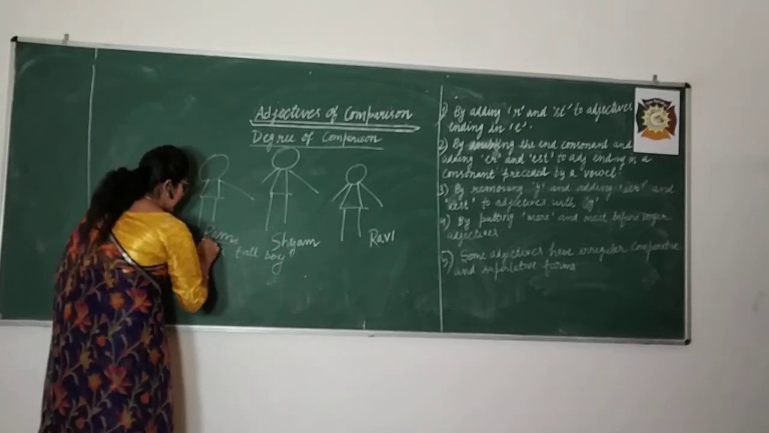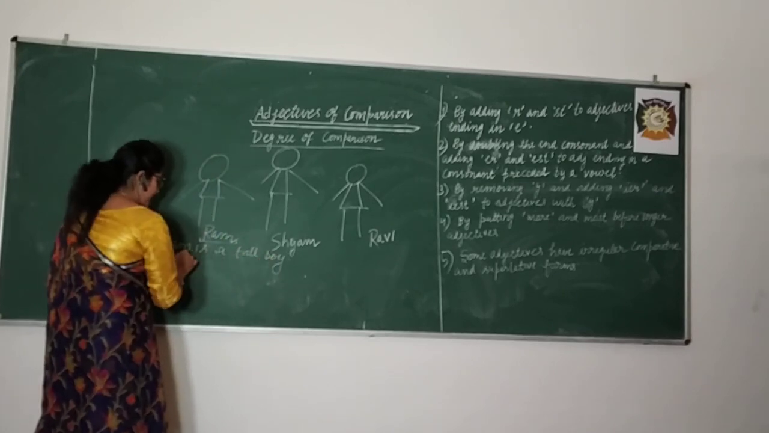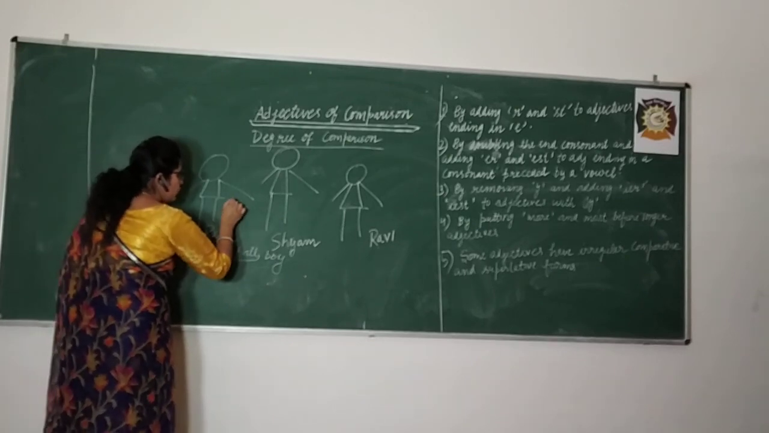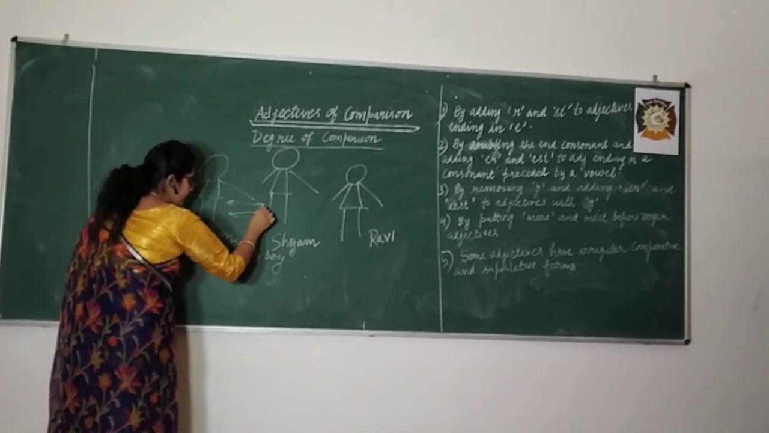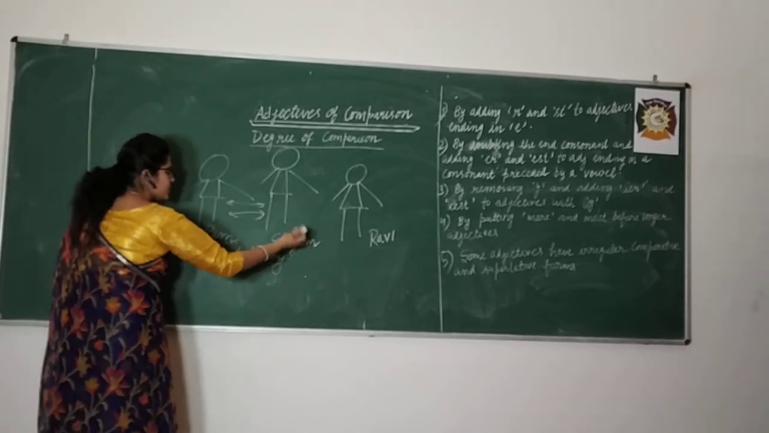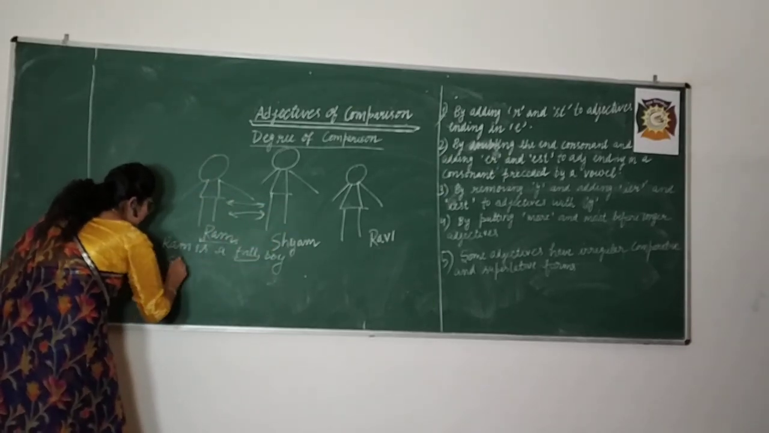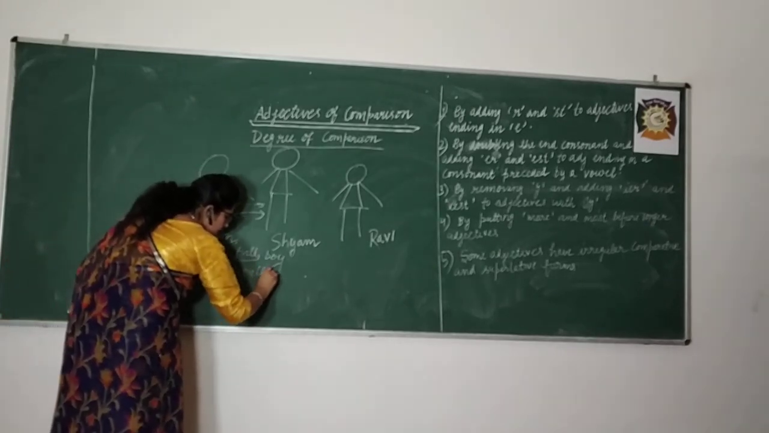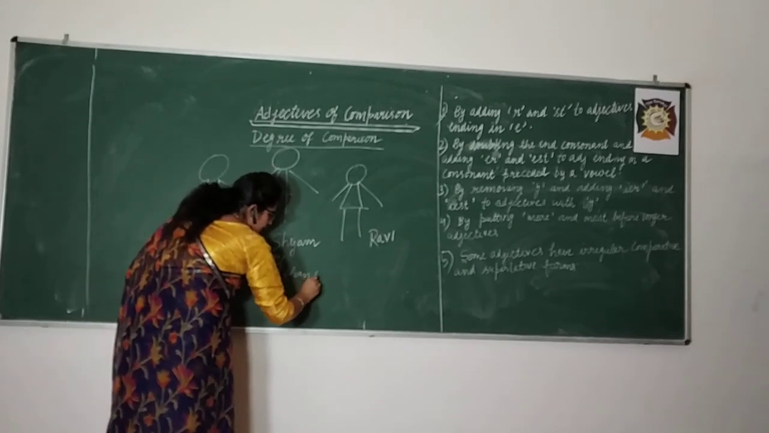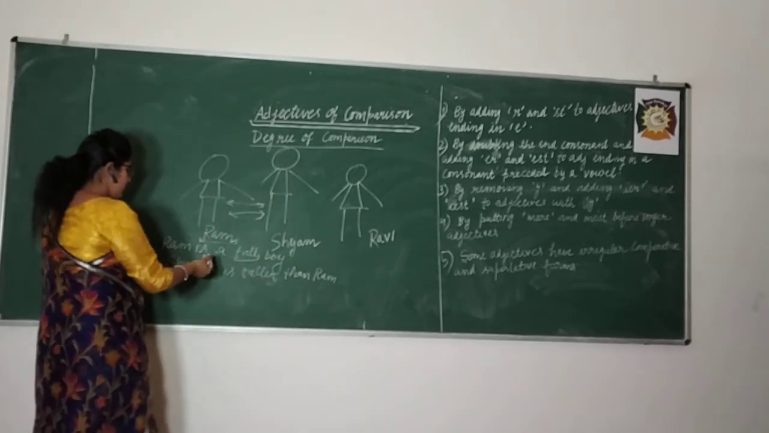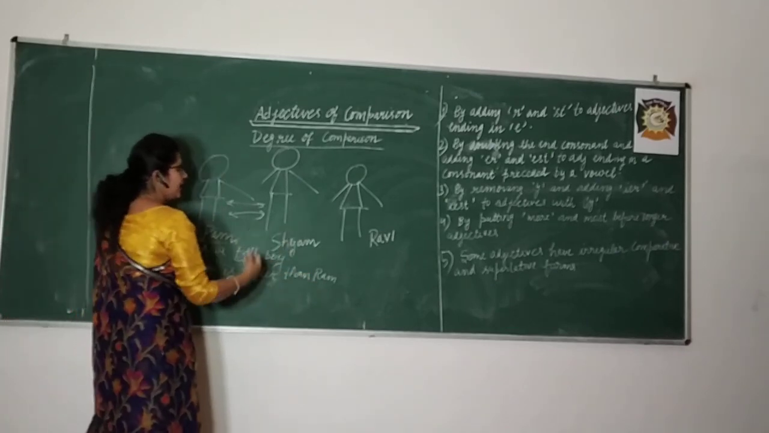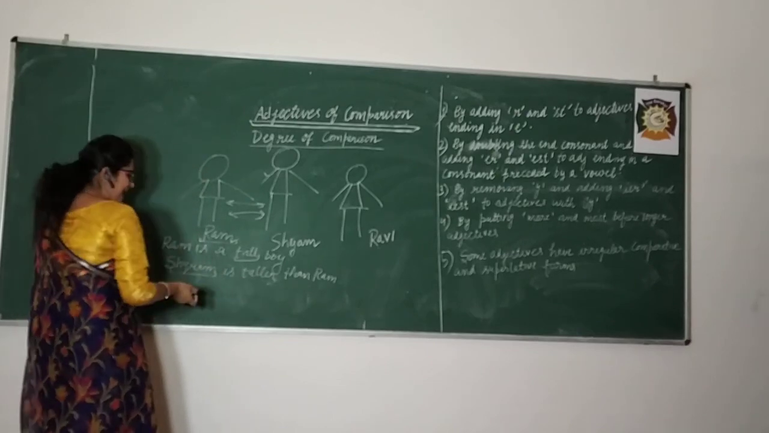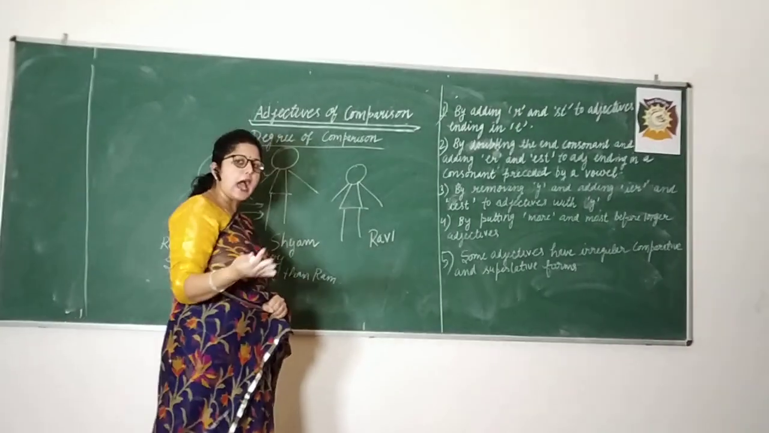What we are doing here? We are describing Ram by adjective tall, and in second, what we have to do? We have to compare. We have to do comparison of Ram and Sham. What we will say? We will say that Sham is taller than Ram. Sham is taller than Ram. What we are doing? We are doing comparison of the height of Ram and Sham.